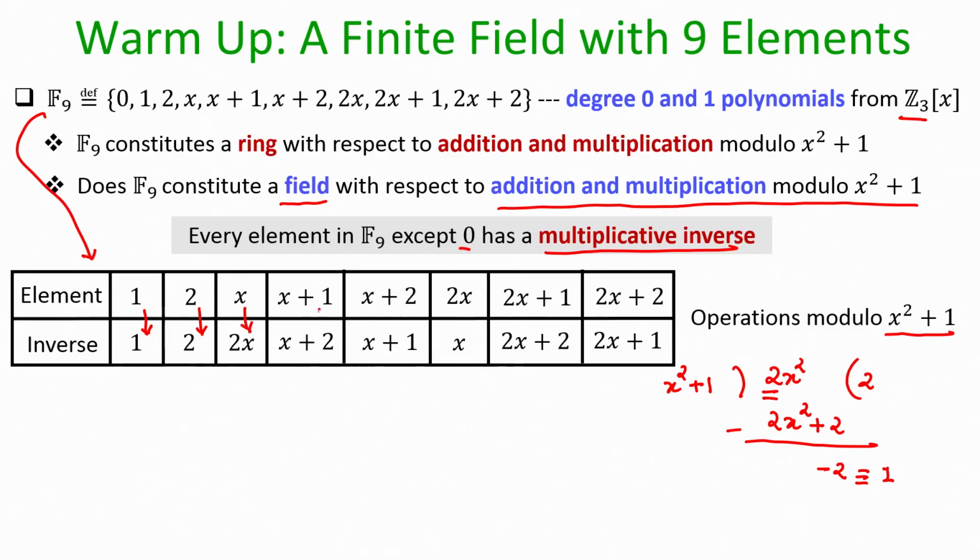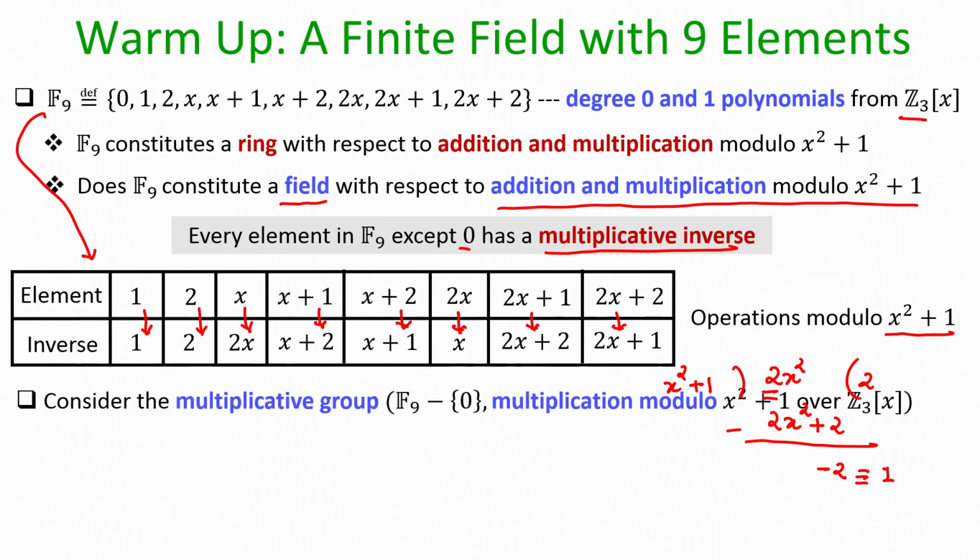So, like that you can verify easily that under each element I have written down its corresponding inverse element, and each of the inverse elements is actually a member of the collection F9. Okay. So, that means each of the non-zero elements here indeed has a multiplicative inverse.